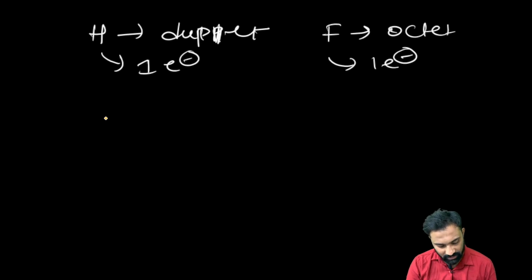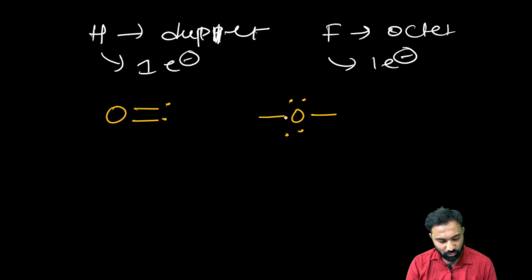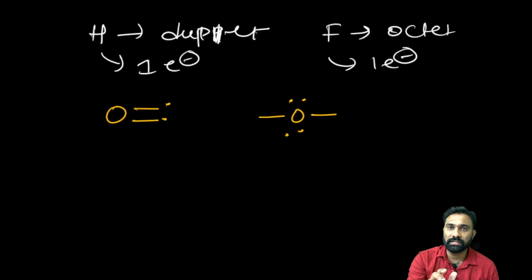Next one, oxygen. If oxygen is acting at the terminal position, it will form a double bond. If it is acting as a central atom, it will show 2 covalent bonds, right? Clear? These are some rules you have to remember to select the central atom to draw the Lewis dot structure, so that you can easily identify which one will act as the central atom and how to write the structures.